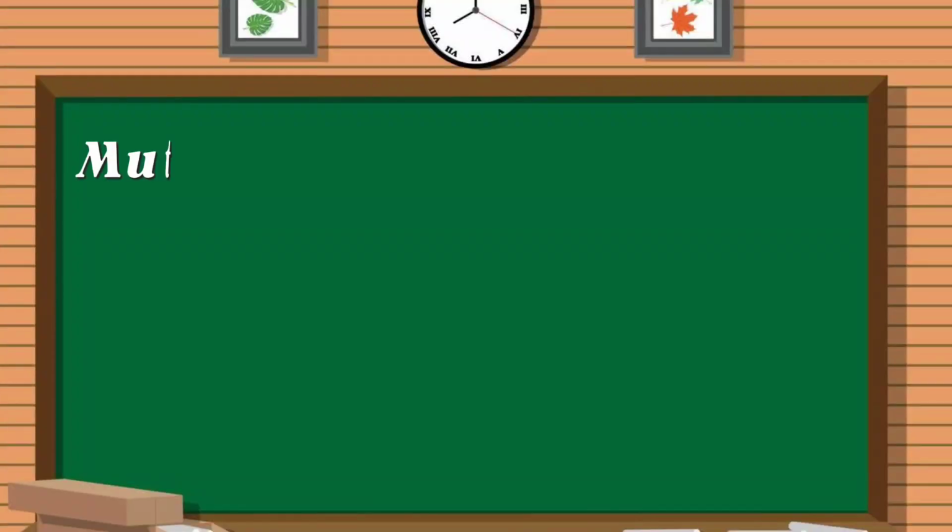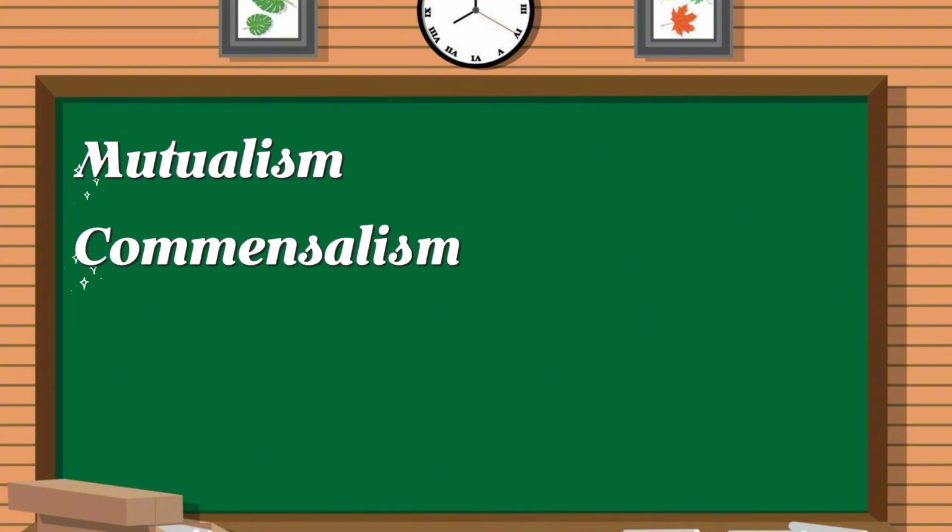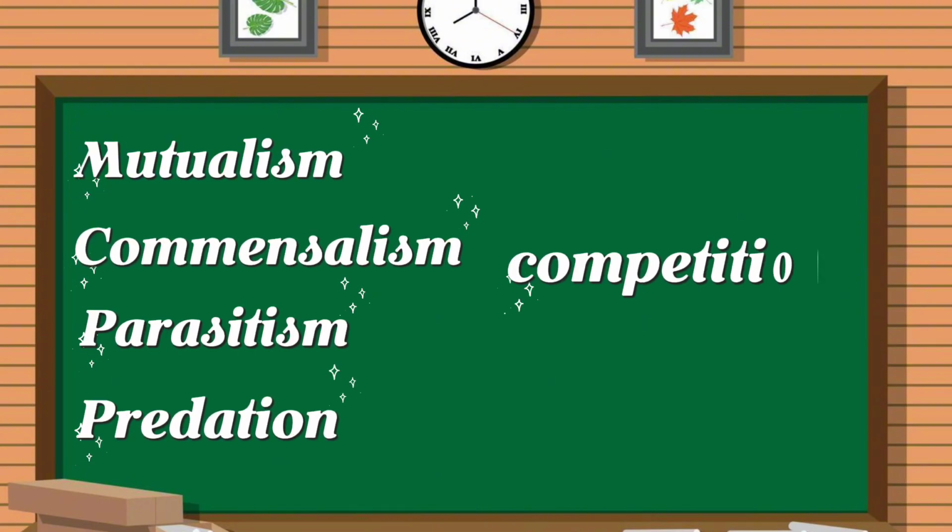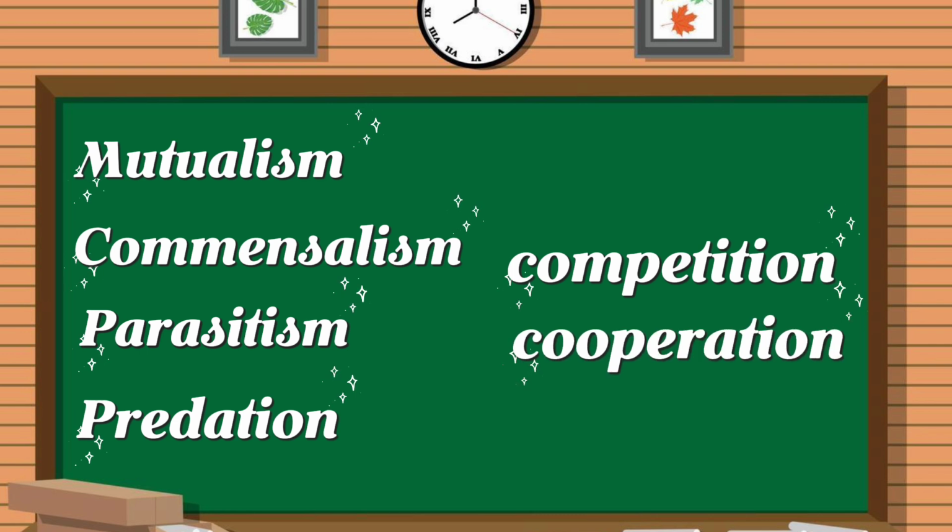Now, I will give you more pairs of organisms and you will write the type of interaction and the effect on each organism. This will test how well you understood the lessons about mutualism, commensalism, parasitism, predation, competition, and cooperation. Remember, some interactions are beneficial while others are harmful.